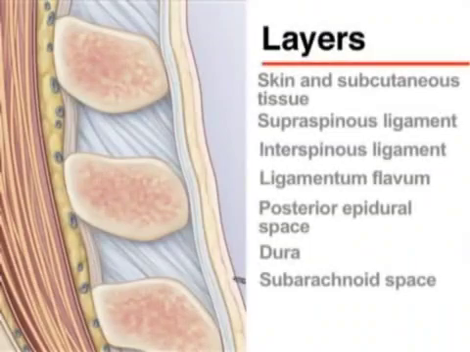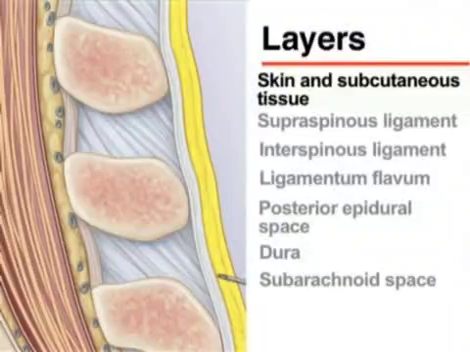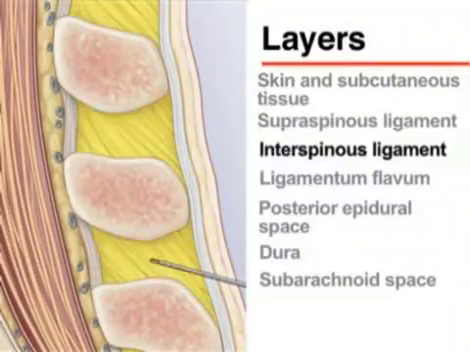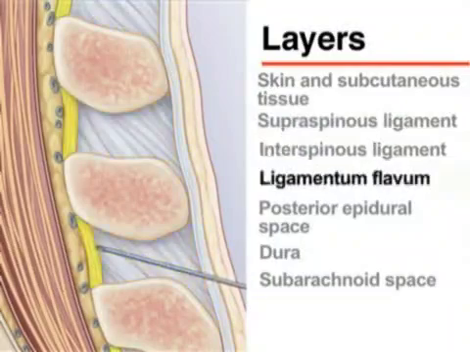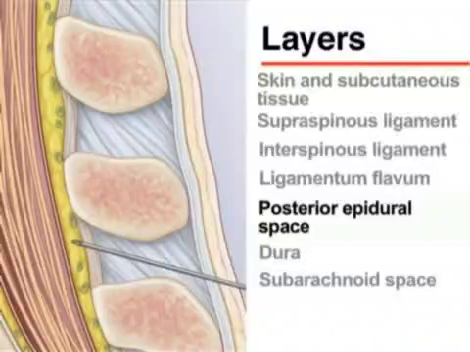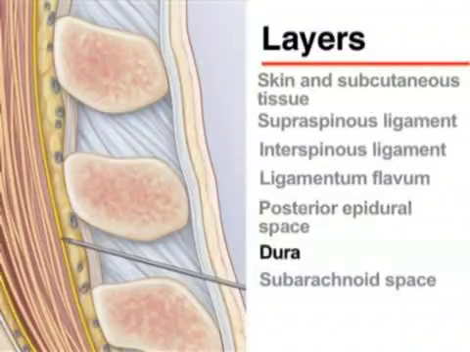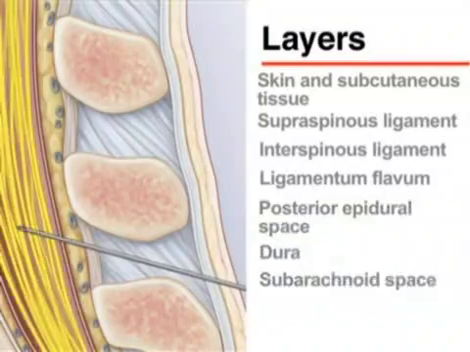If properly positioned, the needle should pass through the skin, the subcutaneous tissue, the supraspinous ligament, the interspinous ligament between the spinous processes, the ligamentum flavum, the epidural space, including the internal vertebral venous plexus, the dura, the arachnoid, into the subarachnoid space, and between the nerve roots of the cauda equina.